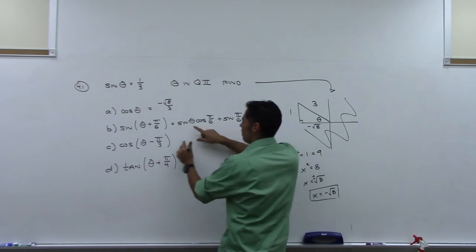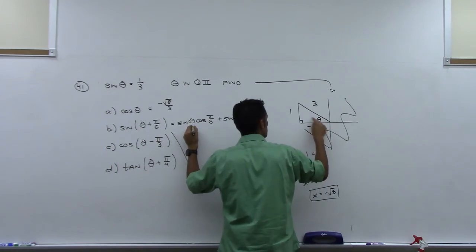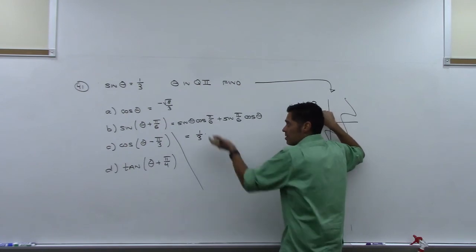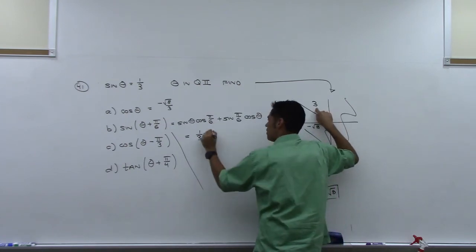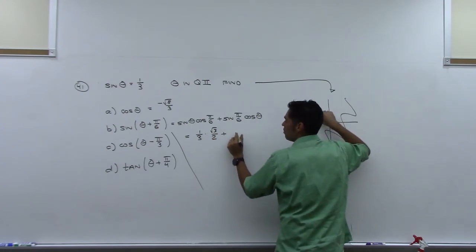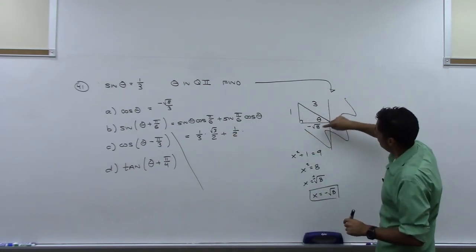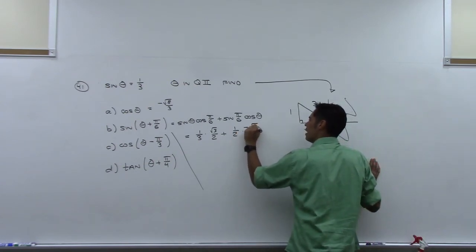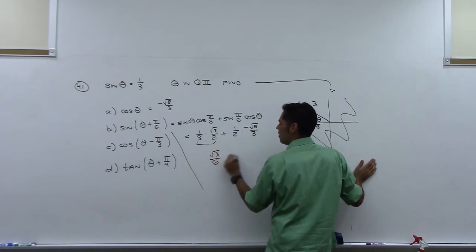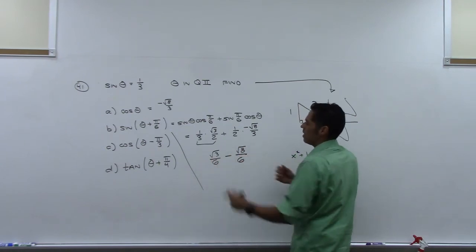Sine of theta is this over this, so that's 1/3, times cosine of pi over 6. So this is common angle stuff. Cosine of pi over 6 is the x-coordinate at pi over 6, which is root 3 over 2. So plus sine of pi over 6, which is the y-coordinate at pi over 6, which is 1/2. And then cosine of theta is this over this, so negative root 8 over 3. And then we put these two together, we get root 3 over 6. And then this becomes minus because there's a negative on this one. Root 8 over 6, and then just put them together.